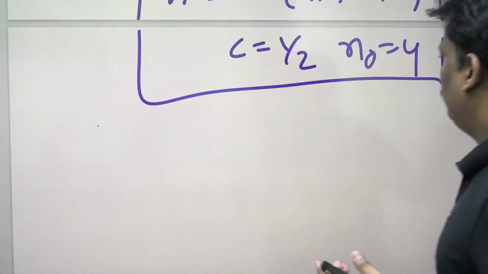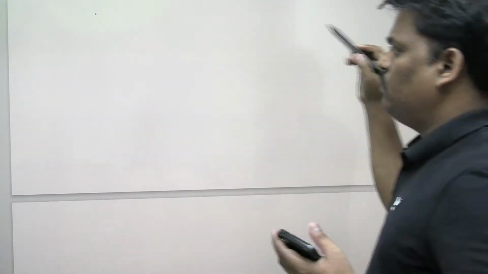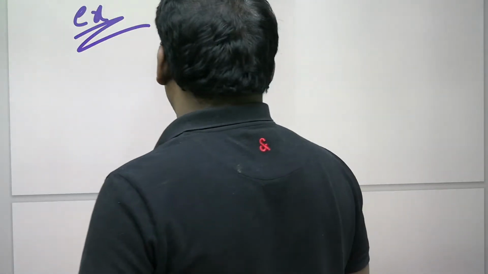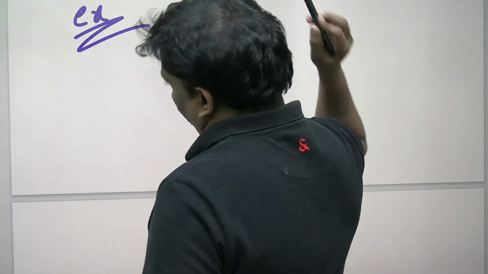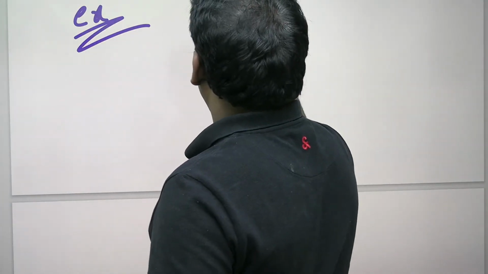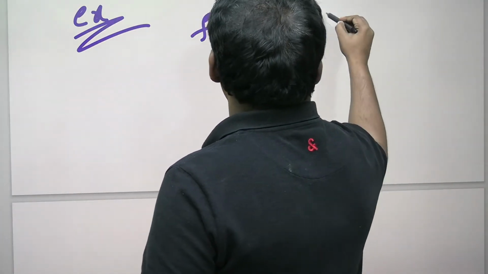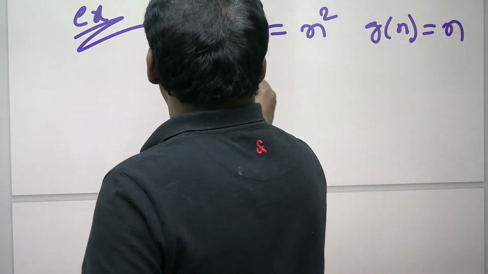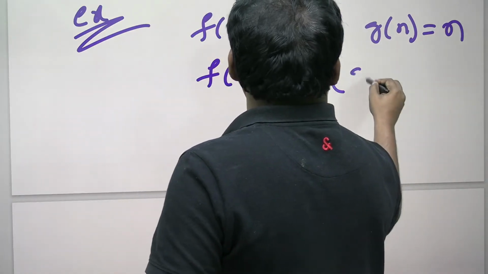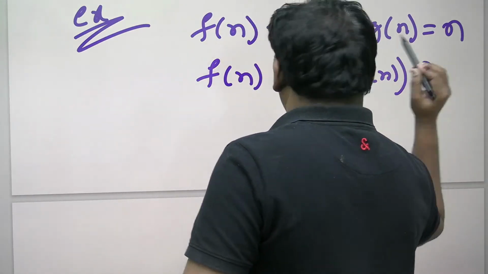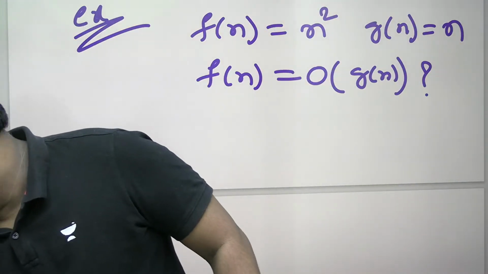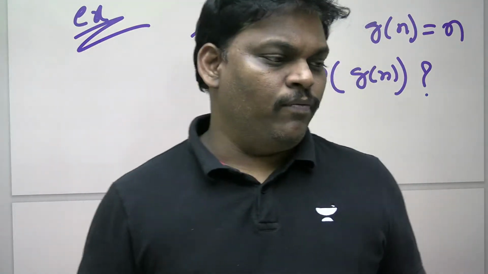Please take care of this. Can you see this problem also? One more example. Can you try this? F of n is n square, g of n is n. I want to prove f of n is big O of g of n. Can you prove it? Can you check once? I am giving a few minutes of time. You can try now.